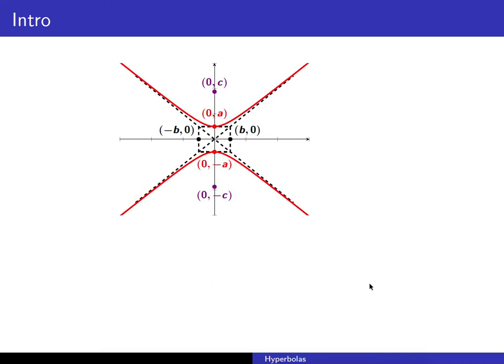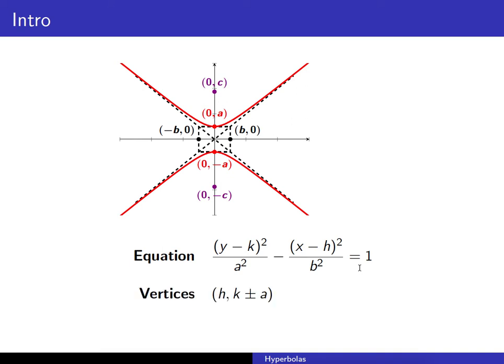For ones that are opening up and down, again, notice that this time our vertices are above and below the center. The focal points are above or below the center, still c units away. This time, because the graph is opening up and down, the sign in front of the y term is positive and the sign in front of the x term is negative. So these equations are going to have the form (y minus k) squared over a squared minus (x minus h) squared over b squared equals 1.